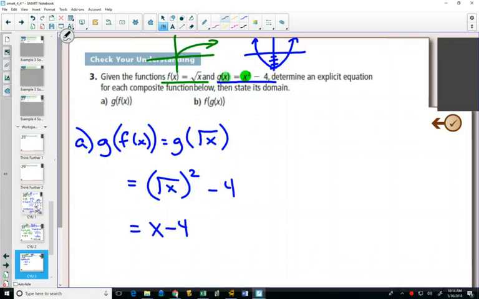And this is where you will be tempted to fail. Because it asks for the domain, and you'll be very tempted to say, what's the domain of a line? Everything. Perfect. A perfect fail. That's not right. Why is it not right? Because there was a square root earlier.